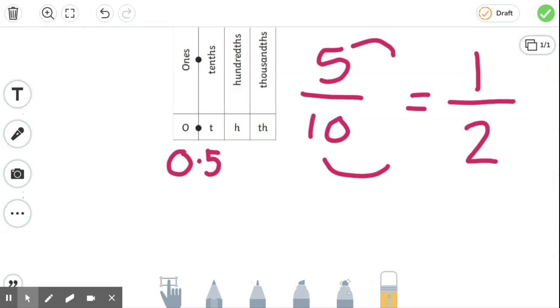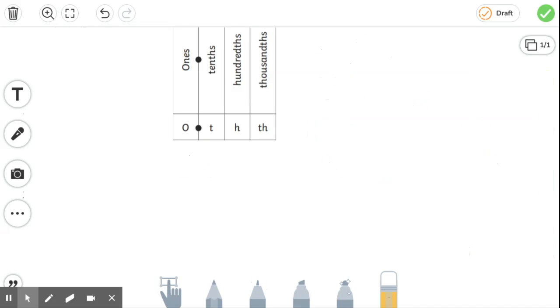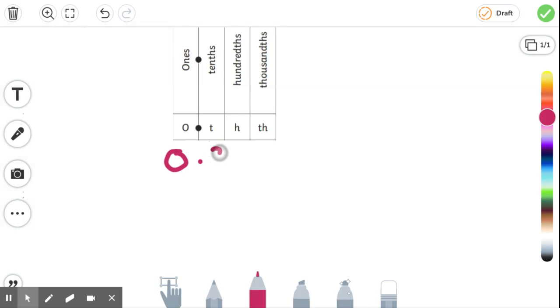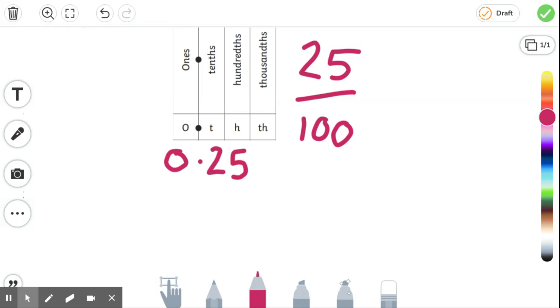Okay, let's have a look at another one. So we've got 0.25. So let's make them out of 100 now then. So our last digit is in the hundredths column. So we've got 25 out of 100. Now this one may be a bit trickier, okay, but we can find different numbers that both the top and the bottom, the numerator and the denominator, can be divided by. So this may take a couple of tries.